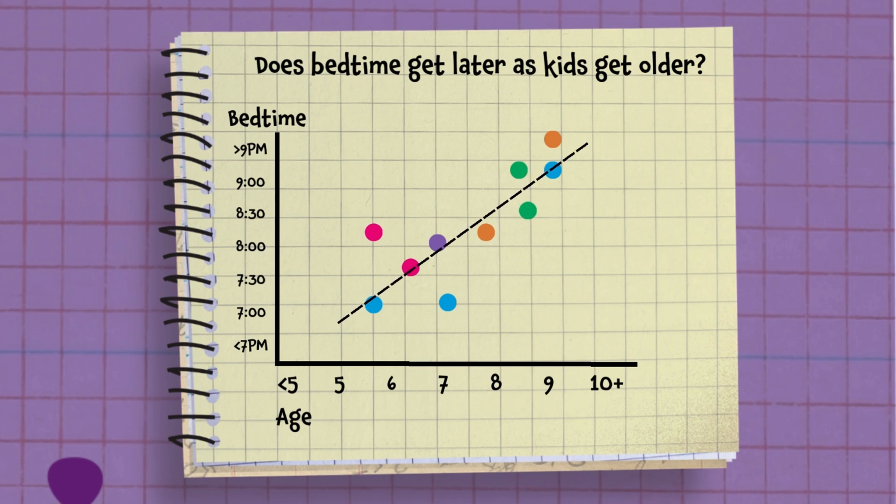Usually, you'll see a pattern where bedtimes do get later as age increases. There are often other observations you can make as well. For example, here we see a couple outliers. The pink one shows a 5.5-year-old going to bed later than the others close in age, at 8 p.m. The blue circle shows a 7-year-old going to bed a bit earlier than their peers, at 7 o'clock.